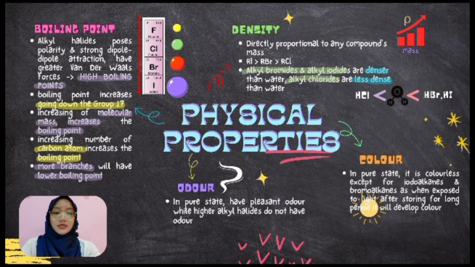And the third one is the odor. In pure state, alkyl halides have a pleasant odor, while higher alkyl halides do not have an odor. And the last one is the color. In pure state, alkyl halides are colorless, except for iodoalkanes and bromoalkanes, which will develop color when exposed to light after being stored for a long period.